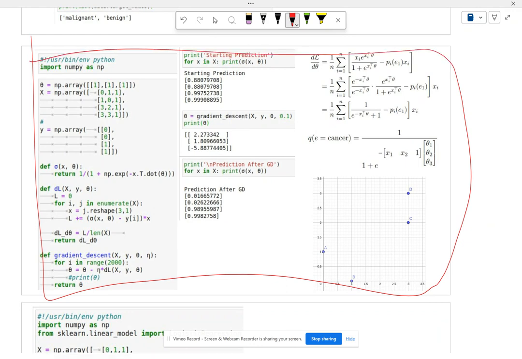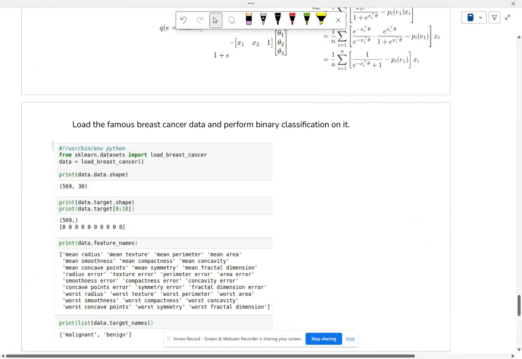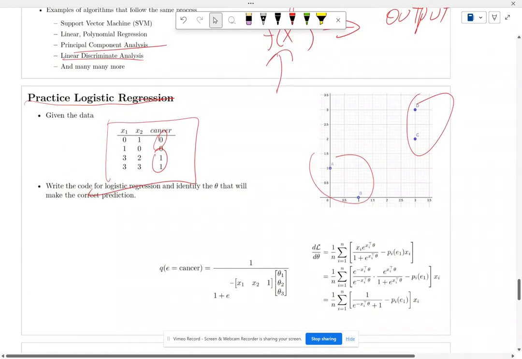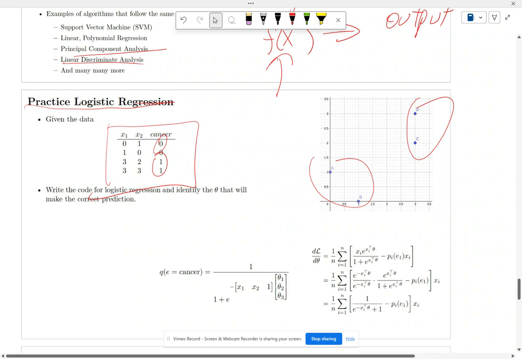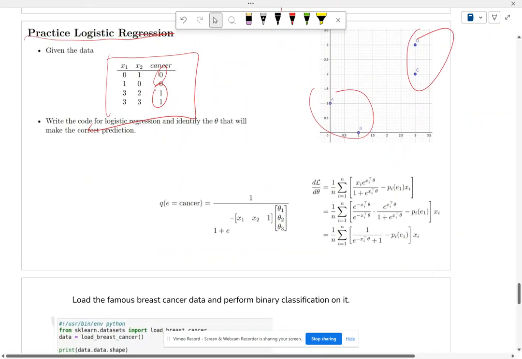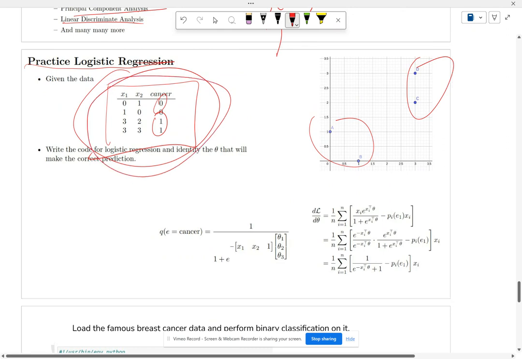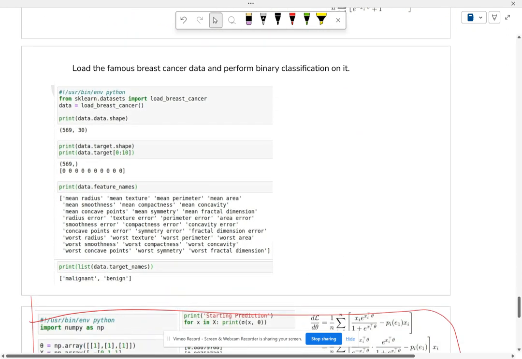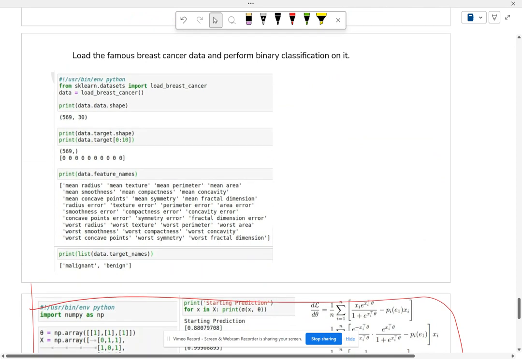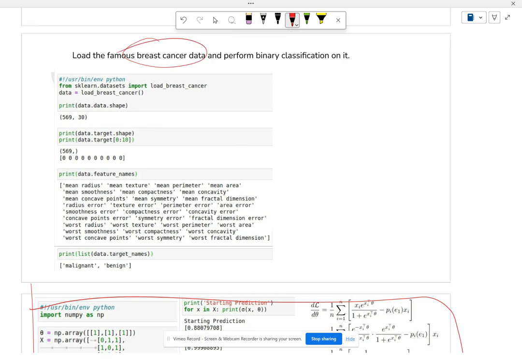Really study the math first. See if you can use the gradient descent. You run the gradient descent yourself. If you get stuck, then you can look at the code. The first one I want you to do is with this simple data for binary classification. But the second one I want you to do is a very famous data set called the breast cancer data. It performs binary classification where you predict yes or no.